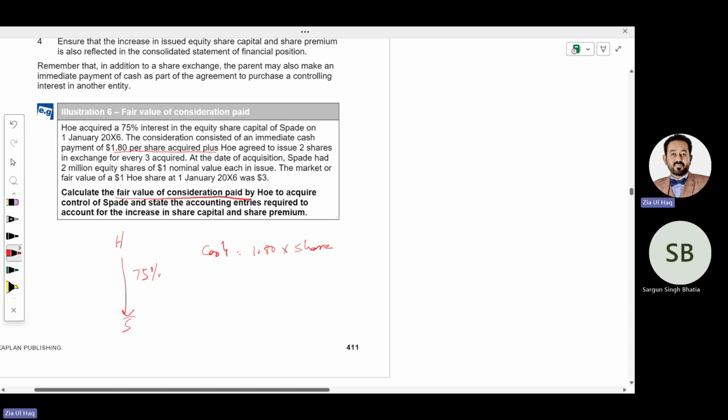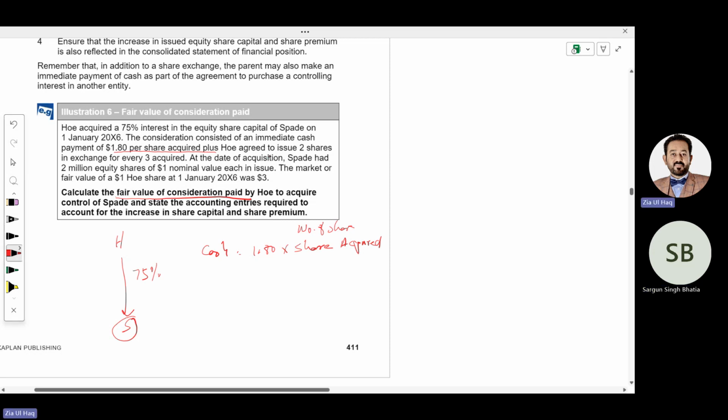If subsidiary's number of shares is given in the question, and we have bought 75%, we can multiply 75% to that, so we can calculate the number of shares acquired, and by multiplying it to 1.80 per share price, we can calculate cash paid.